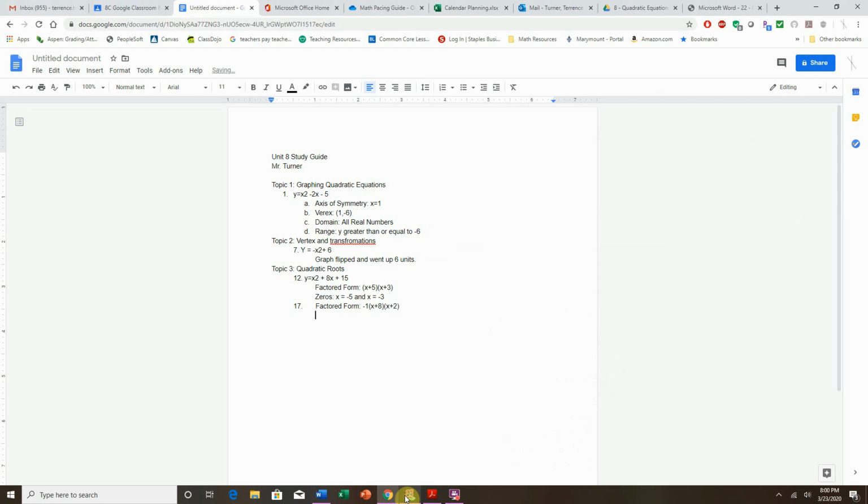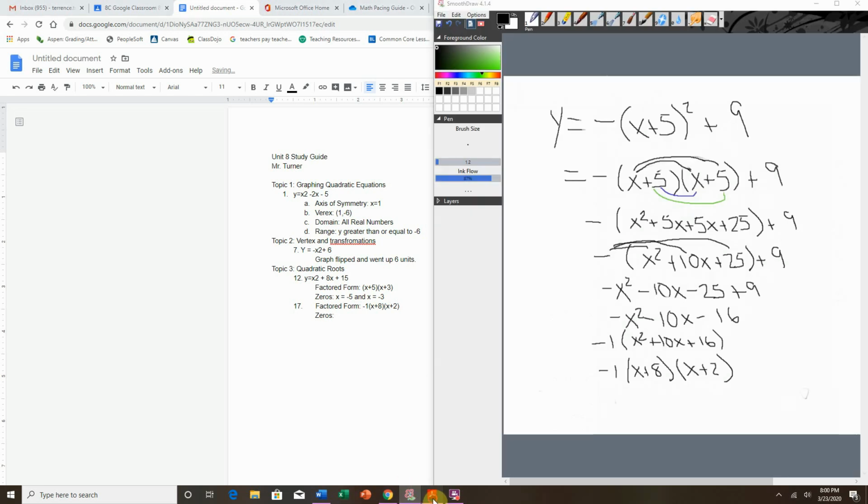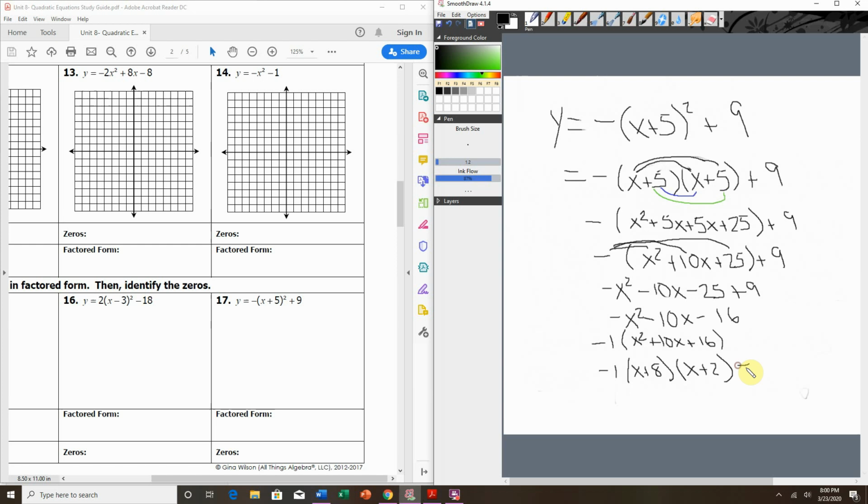All right, and now we have to figure out those zeros. So going back to our whiteboard, we have a negative 1. We have negative 1 equals 0. We know that's not possible, so that's not an answer. So now we have x plus 8 equal to 0, and x plus 2 equal to 0. Solving for that, we get x equals negative 8 and x equals negative 2. So our only answers are x equals negative 8 and x equals negative 2.